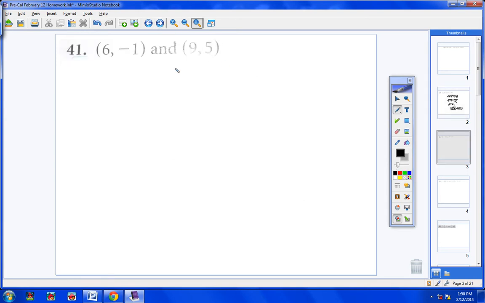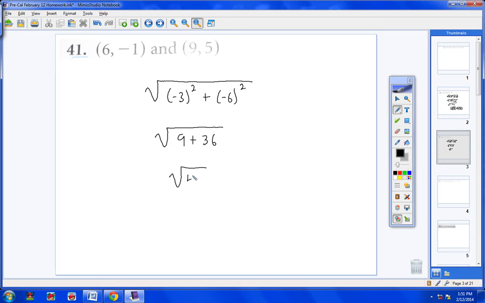All right, number 41. Distance formula is the square root of x minus x. 6 minus 9 is negative 3 quantity squared, plus y minus y would be negative 1 minus 5, negative 6 squared. When you square a negative 3, you get a 9. When you square a negative 6, you get a 36. So you end up with the square root of 45 for number 41.